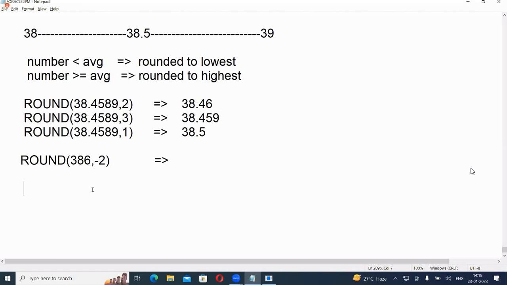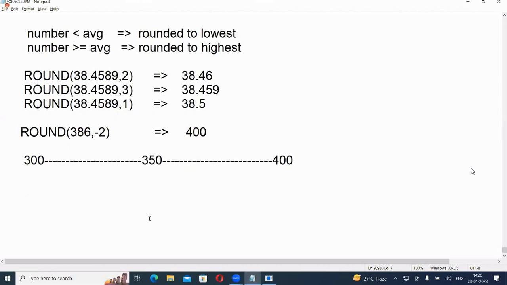Tell me, this number is between what range? Consider hundreds. 300 to 400. What is the average? 350. Is this value above average or below average? Above average. Rounded to highest. But the highest is 400.